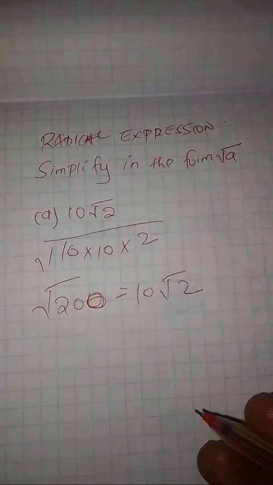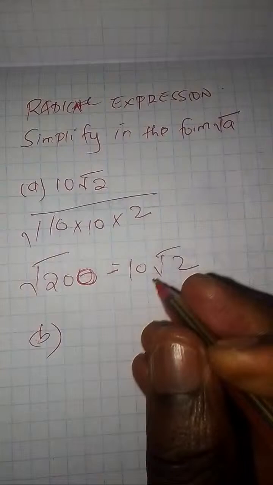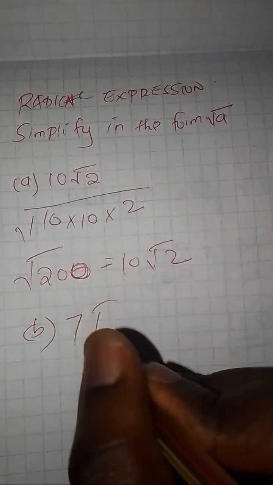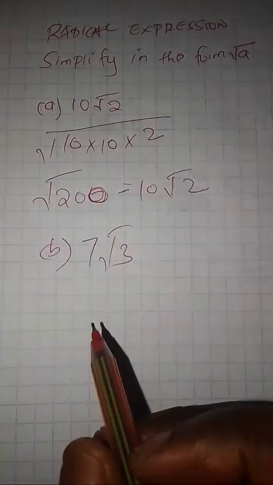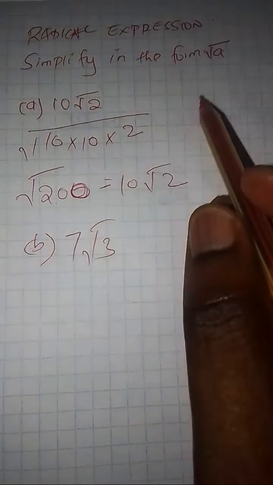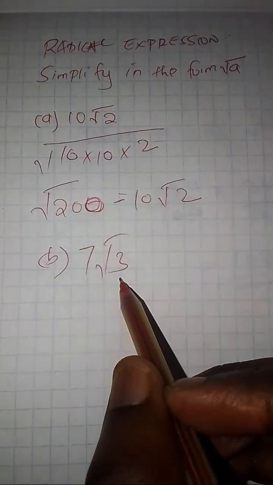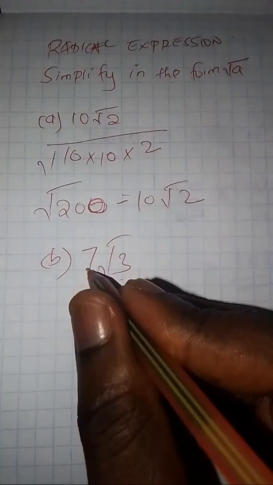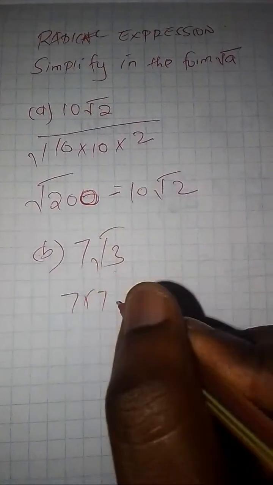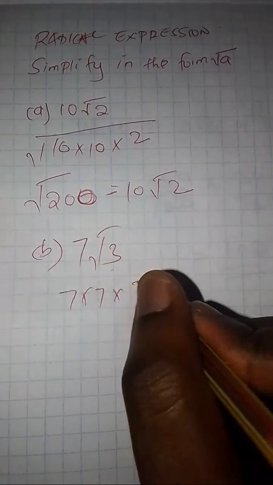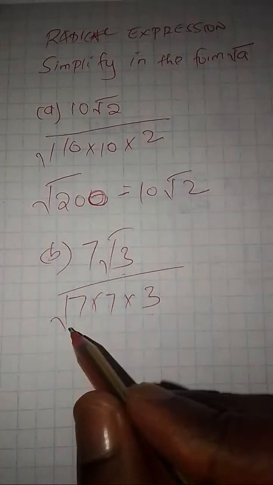Another example, let's take 7 root 3. So here is part B. Let's have 7 root 3. So let's also express 7 root 3 in the form of root a. So for 7 root 3, this 7 we square it, so it shall be 7 multiplied by 7 multiplied by 3.